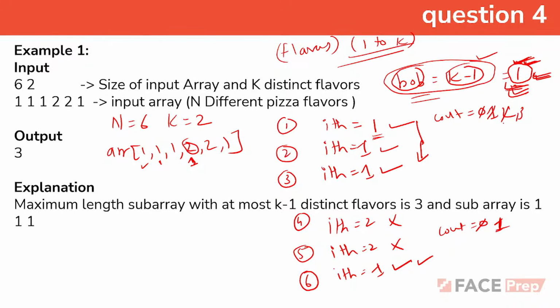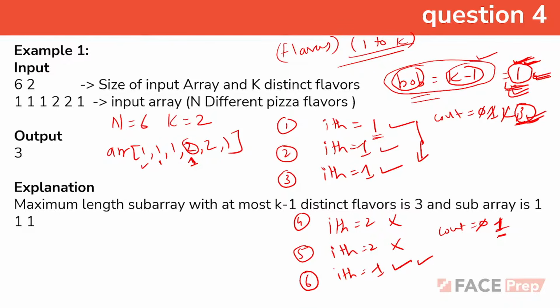So in this case, we're getting 2 sequences. The first sequence is 3, the second sequence is 1. We need to return the maximum number of pizzas he can eat. So it's going to be 3 over here. The output is going to be 3. Understood what we need to return, guys? The same thing we need to convert into a program.